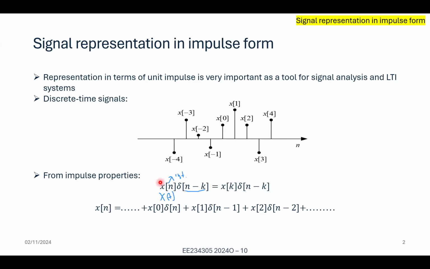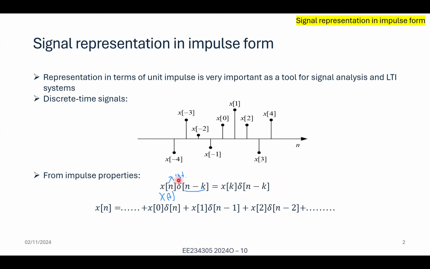So the representation in the impulse form is, of course, very important as a tool for signal analysis and LTI systems. And for discrete time signals like this, we can get the impulse property: x[n] times delta[n minus k] equals x[k] times delta[n minus k]. So both x[n] and x[k] are discrete time signals.